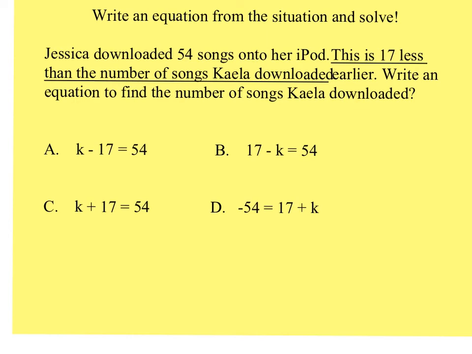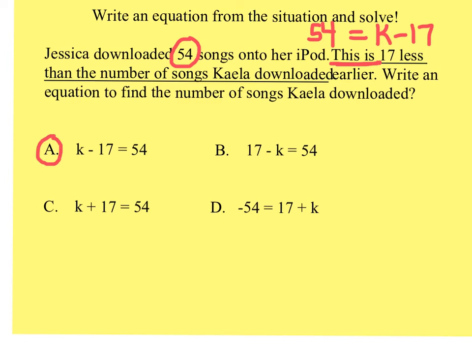So we have some options for this one. What I would recommend is to look for keywords first in the problem. So Jessica downloaded 54 songs onto her iPod. And this is, remember, is means equals 17 less than the number of songs Kayla downloaded. So remember way back when we were translating equations, if we want 17 less than the number Kayla downloaded, that would be K minus 17. So if we're looking for an equation, we want to find one where we have 54 equals K minus 17. That would be equation A.